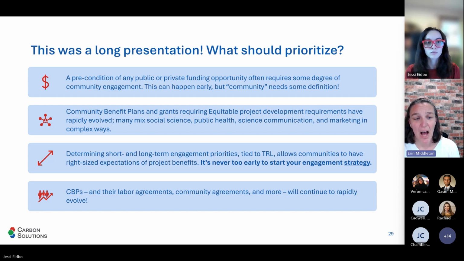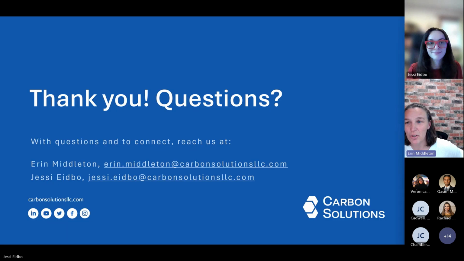And finally, CBPs and their labor agreements, we can write this a few different times, will continue to evolve, as they should, as the technology becomes more ready, as communities get more used to this, as other things happen. These are going to evolve, and we just have to be ready to evolve with them. So I think our last slide is our conclusion slide.